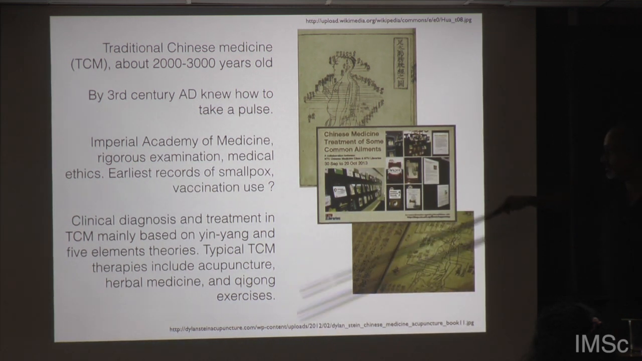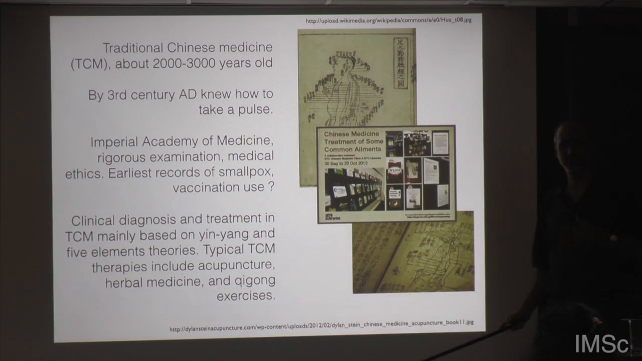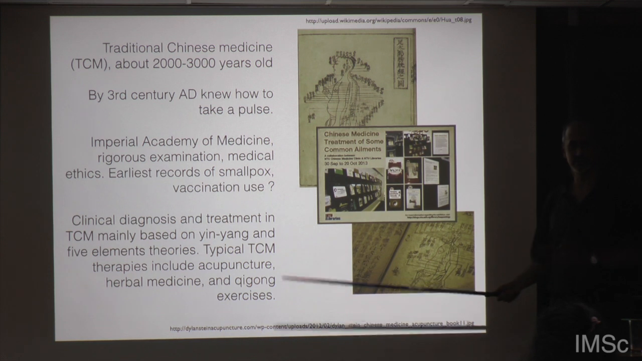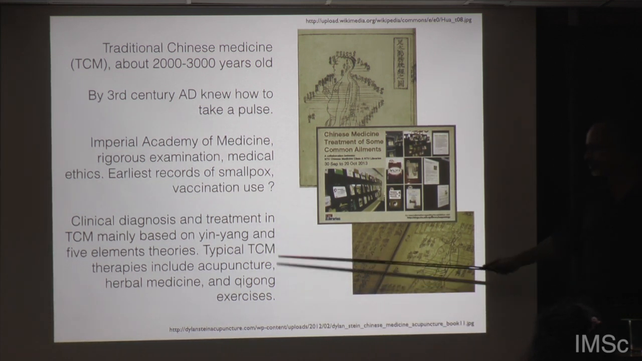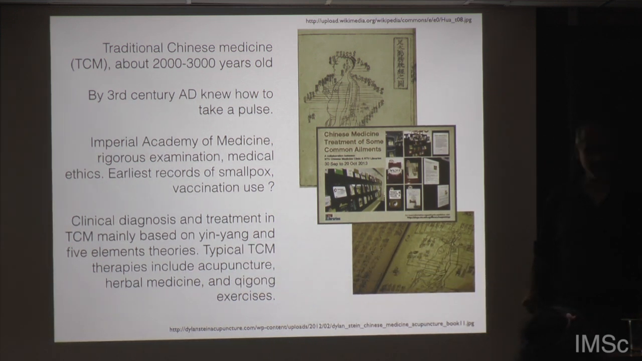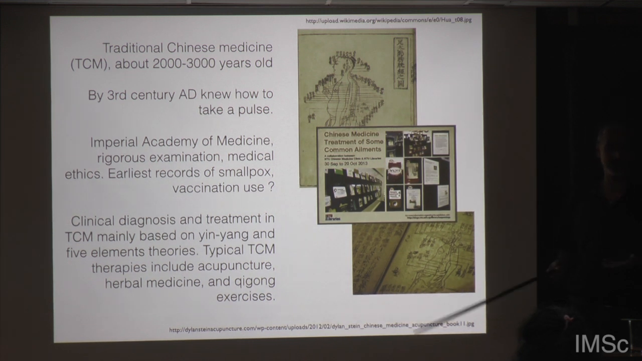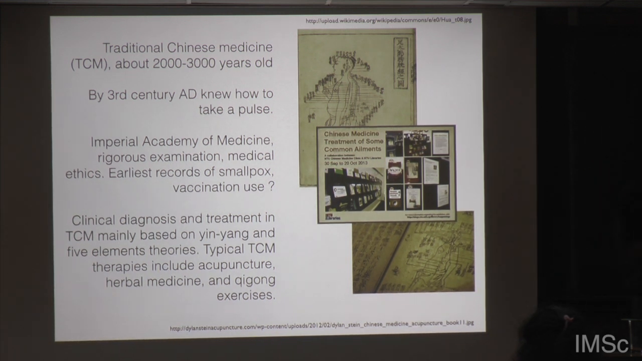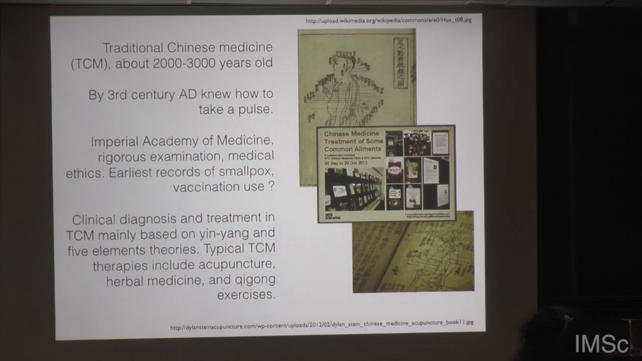They're very old records of smallpox, use of vaccinations, etc. There's some complicated spiritual stuff attached to it, yin yang, five-element theories, etc. And typically, if you go to a traditional Chinese medicine practitioner, you would see acupuncture, herbal medicine, various types of physical exercises. And in a sense, this is probably not too different from the way we in Ayurveda approach the same sort of thing. There are various complicated explanations that we have for Vata, Pitta, Kapha, etc.